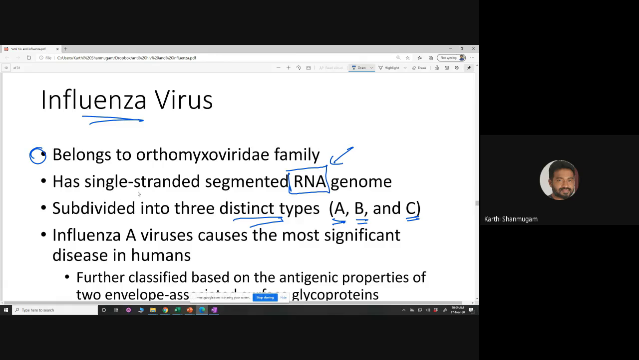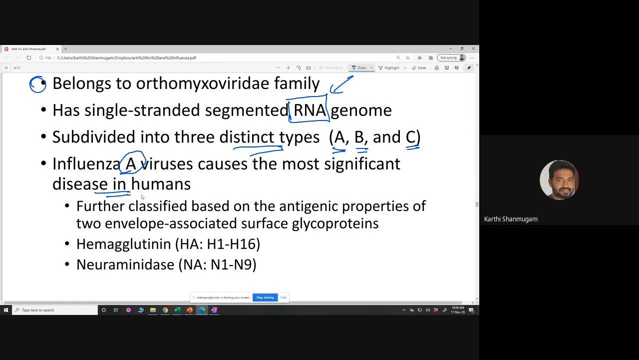Among type A, type B, and type C, influenza A virus is considered a very important virus, because those are the viruses which cause very significant diseases in humans, not the B type or C type. This influenza A virus can be further classified based on the antigenic properties of two envelope-associated surface glycoproteins: one is the hemagglutinin, another one is the neuraminidase.